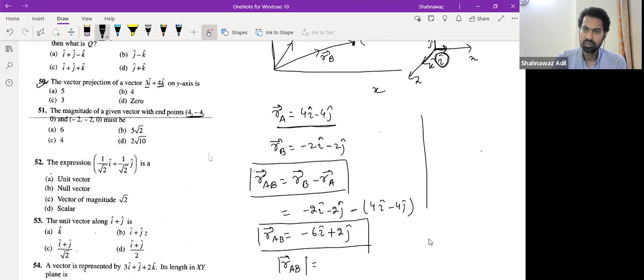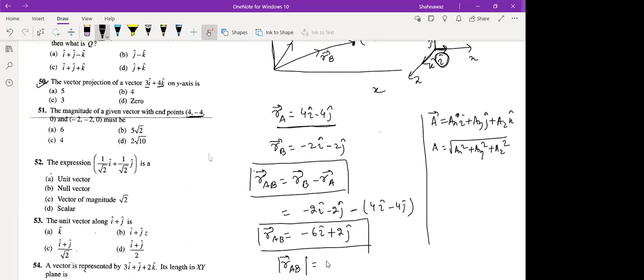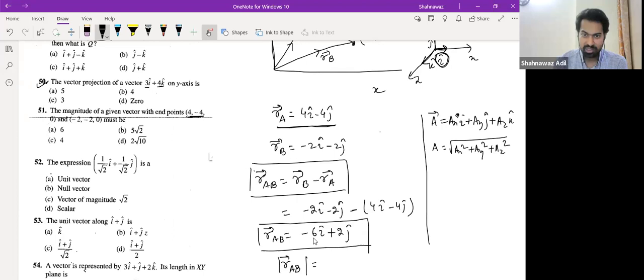Recall that if you have a vector A, which is AX i hat plus AY j hat plus AZ k hat, the magnitude of this vector would simply be the root of AX square plus AY square plus AZ square. So what would be the magnitude of this vector? No, this is vector addition, not the algebraic addition. -6 plus 2 is 4, so not that.